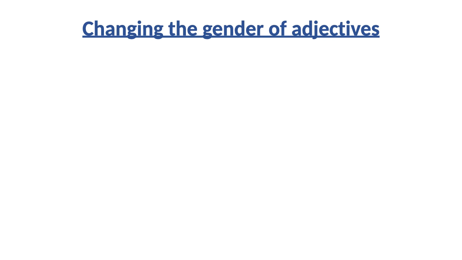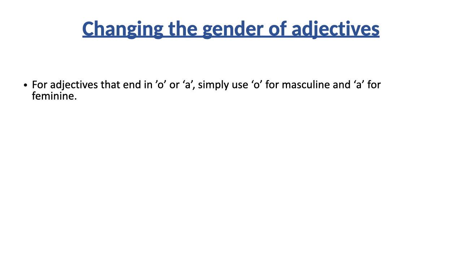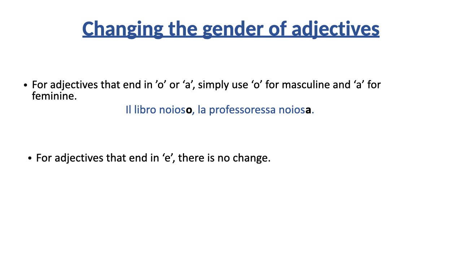So, how do you change the gender of adjectives? There are basically two types of adjectives. Adjectives that end in O or A, right? So you use O for masculine and A for feminine, like the example we just saw. Noioso. Il libro noioso, la professoressa noiosa. Right? And then there are also adjectives that end in E, like intelligente. And these are easier because there's actually no change.